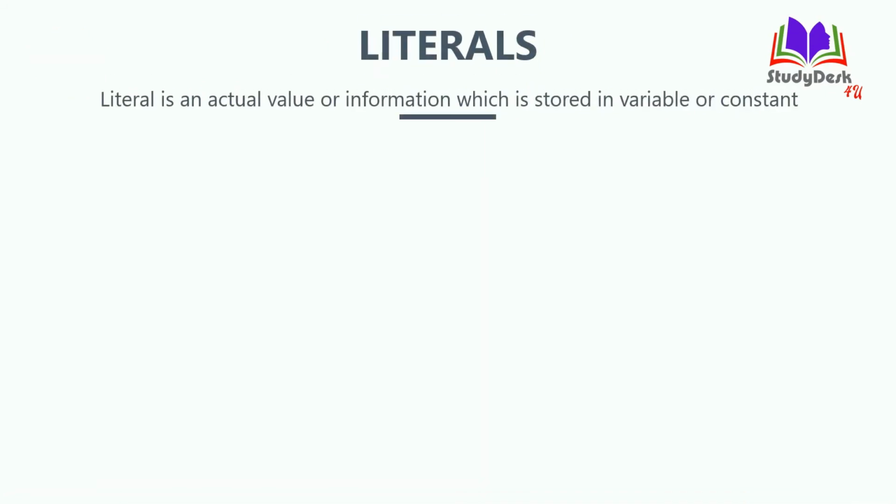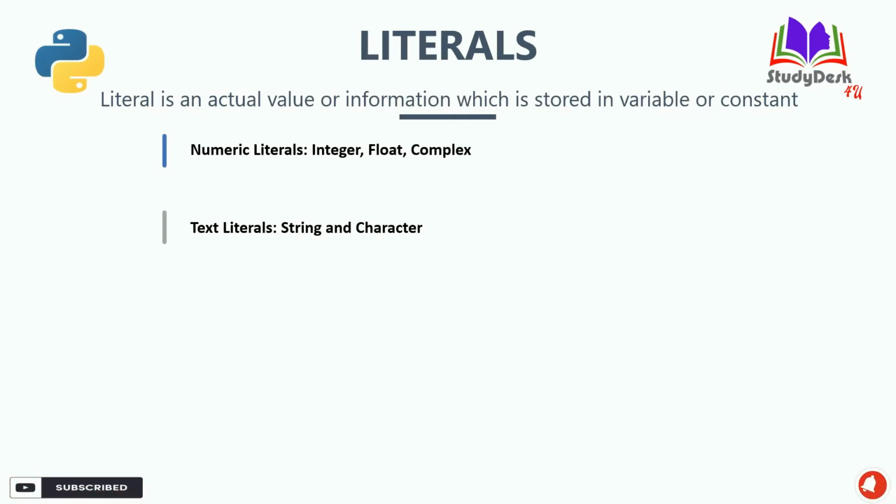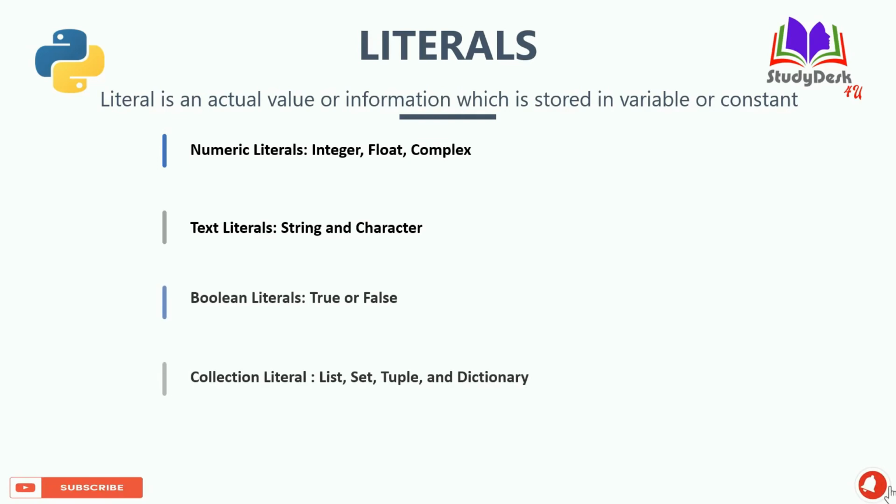And literals. Literals are nothing but the information, the value which is stored in the variable. So whatever type of value we are going to be storing, that value we call a literal. So this is indirectly equal to your variables. We have different literals: numerical literals like integer, float, complex; text literals, string and characters; boolean, True, False; and collection literals like list, set, tuple. These are the different types of values we are going to be storing in the variable while we are using the program. And finally, the other is nothing but None.